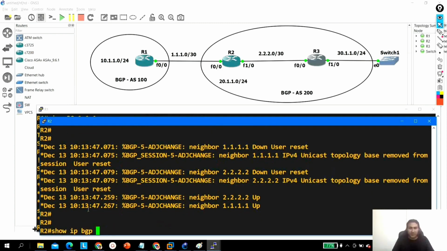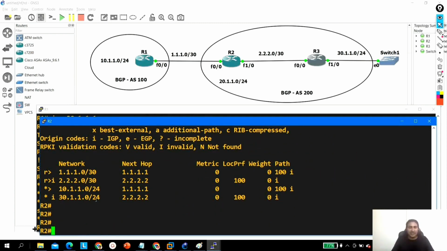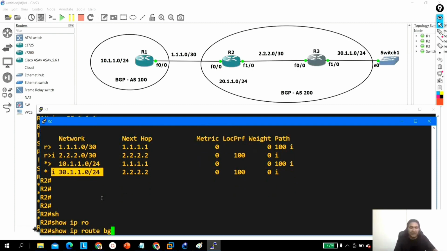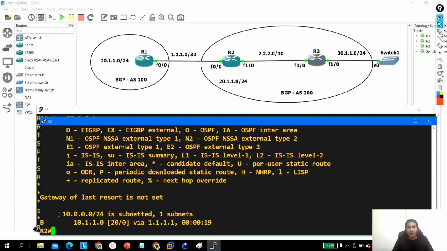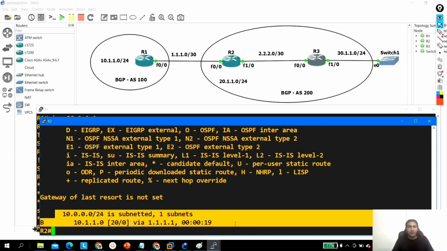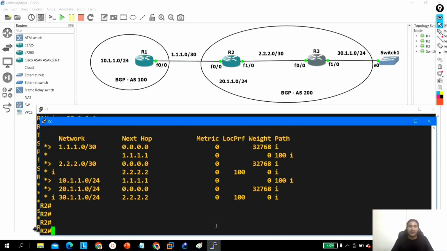Okay, and now if you will run so IP BGP, here you can see router 2 is receiving 30 network, but router 1 is not. Router 2 is receiving 30 network, but router 2 will not use this route. So IP route BGP. So here you can see router 2 has not installed 30 network in their routing table, and this time router 2 will not advertise 30 network with their eBGP neighbor, right? So this prefix will be available in BGP table of router 2 only.